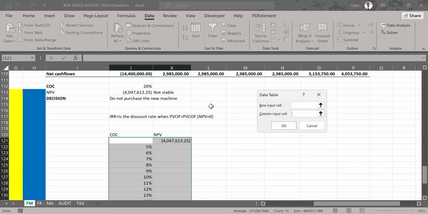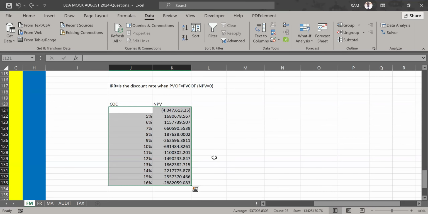This is interesting, because it is that 20% that we have used to calculate the NPV. Good. So let me go and refer to the 20%, and then I just confirm by saying okay. When I say okay, we have the range of NPVs corresponding to that.